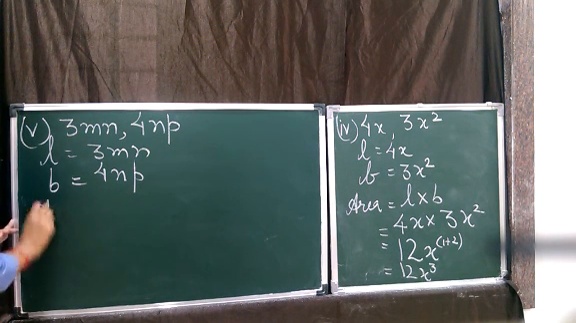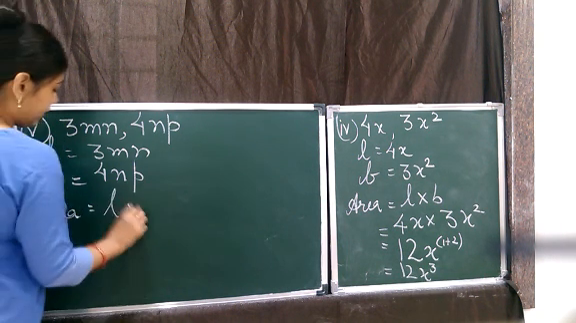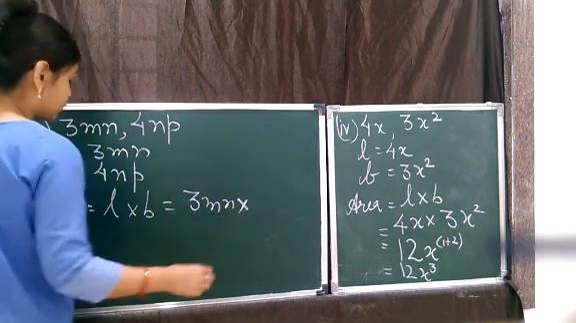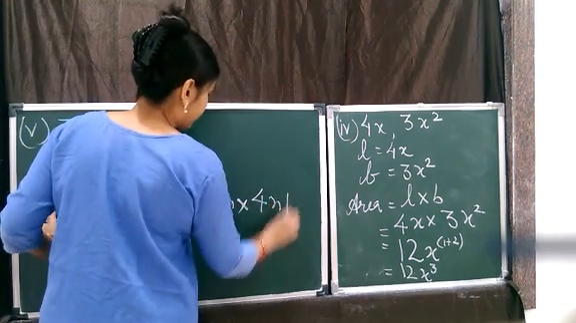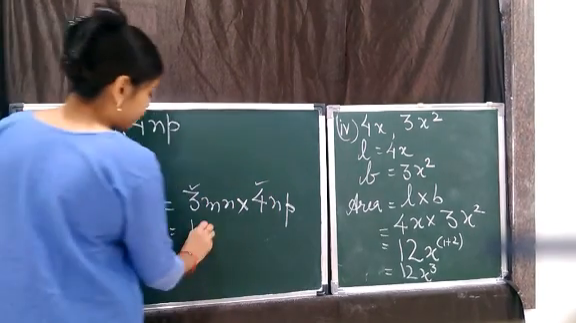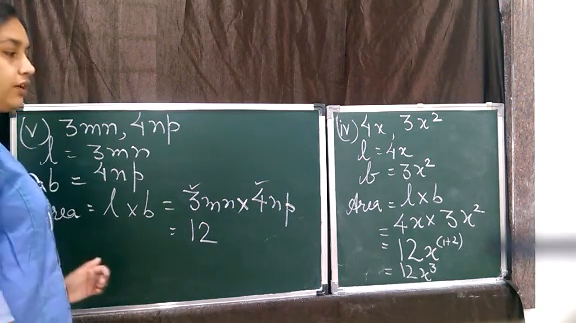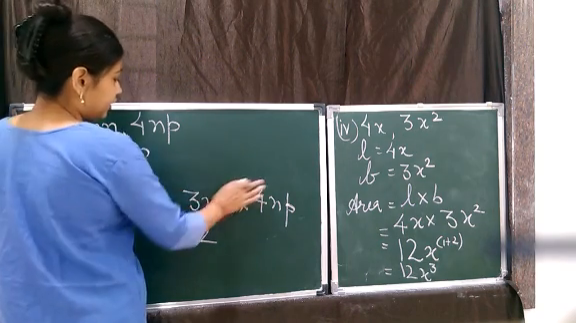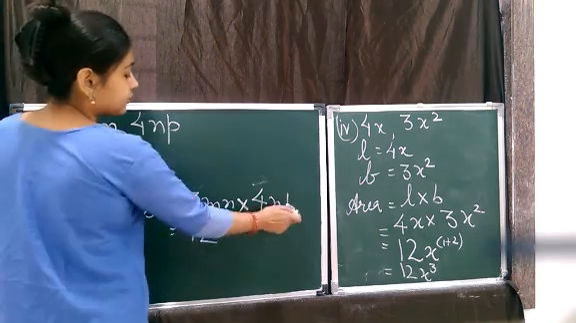Then area is given by length into breadth, that is 3mn into 4np. Now 3 fours are, children, 3 fours are 12. Simply, first we are going to multiply the constants, okay, and then the variables. So it is mn and this is np.